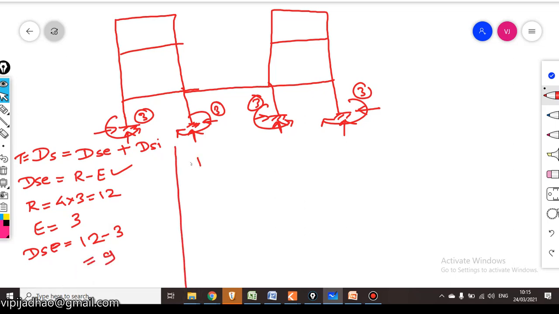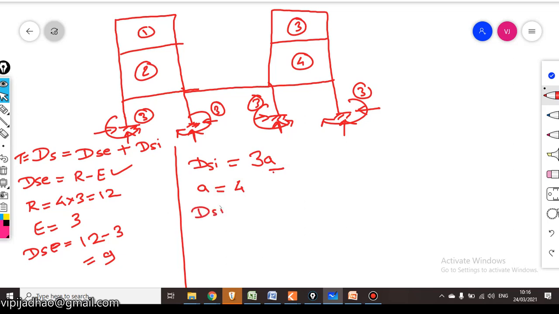Now we have to calculate the dsi, that is static degree of internal indeterminacy. We have the formula for rigid frames: dsi is equal to 3a, where the term a is the total number of areas of your frame which are completely enclosed by the members of your frame. We have this first area completely enclosed, second area completely enclosed, third area completely enclosed, and this fourth area completely enclosed. Therefore, for this particular case, a is equal to 4.